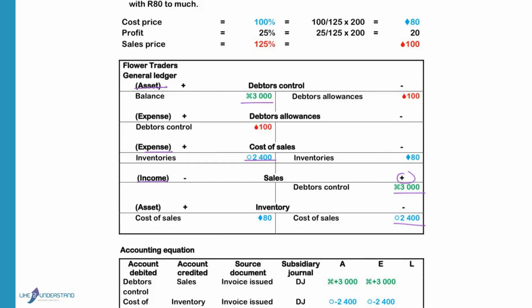The debtors control is decreased on the credit side with 100 rand to reduce the debt. Debtors allowances is increased on the debit side with 100 rand to reduce the sales amount to the correct sales amount of 2,900. Cost of sales is credited to reduce the expense of cost of sales, and inventory is debited to decrease the inventory amount that was taken out because it was too high.